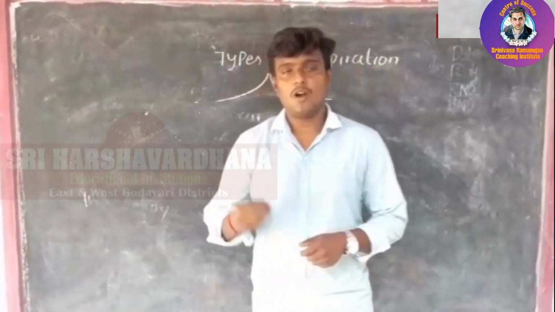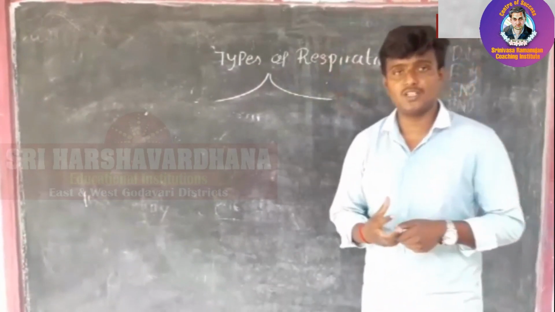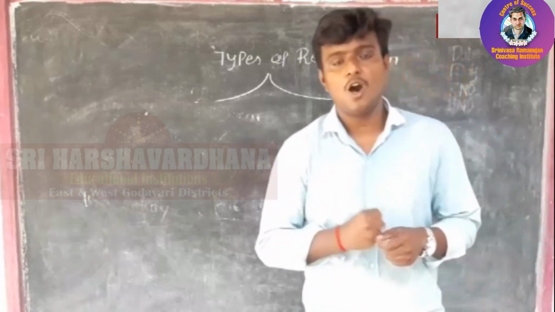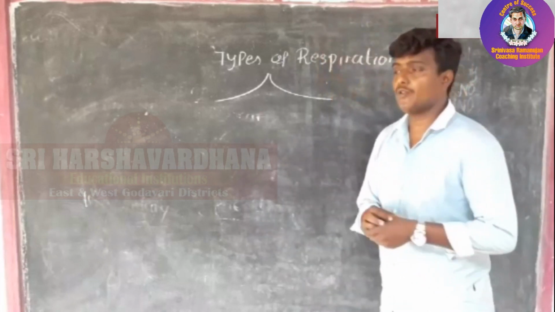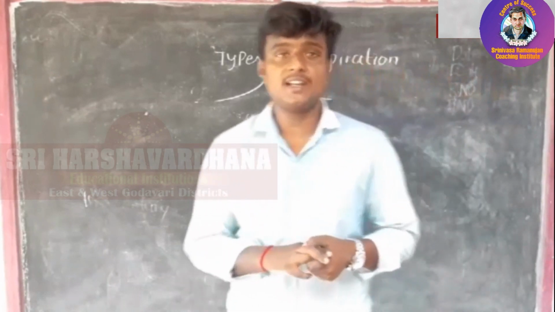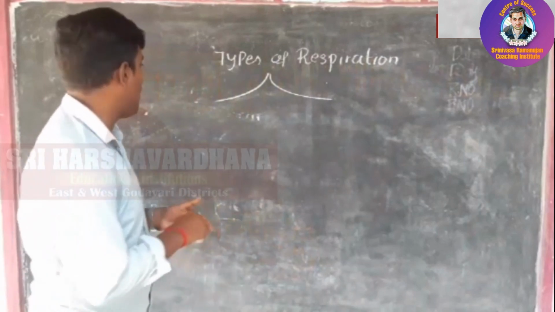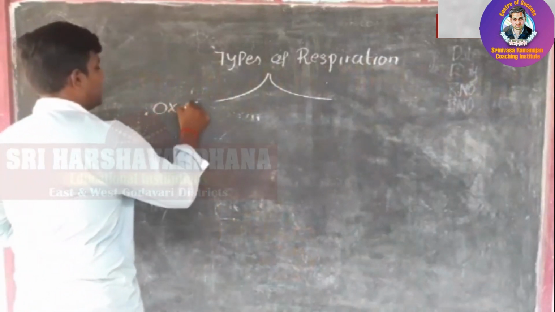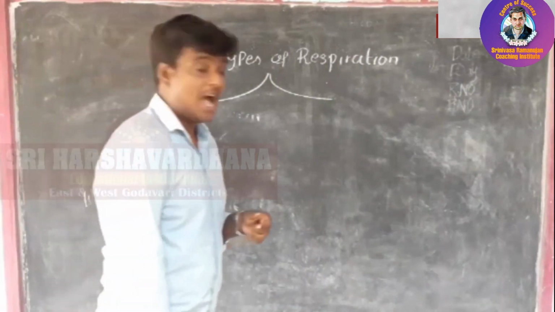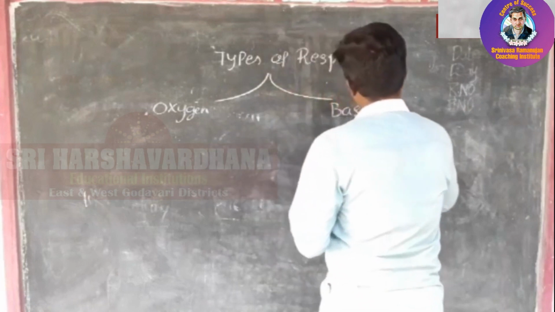We have discussed what respiration is and what gases are involved in the respiration process, and we discussed vitiated air and fixed air. Now we are going to discuss the types of respiration. Based on the availability of oxygen, we can see two types of respiration, and based on the organs, we also classify respiration into different types.